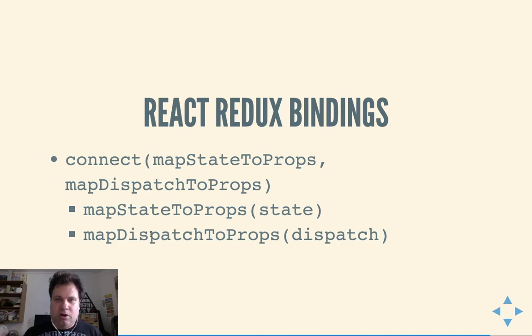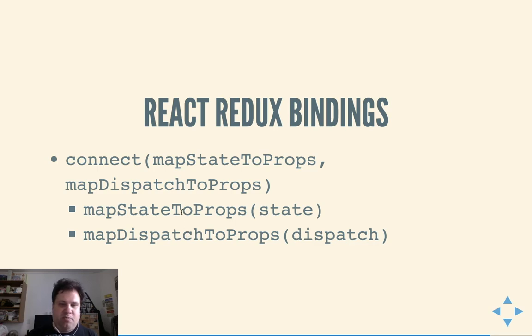So how does this work? You actually make this connection. You actually generate a container component by calling the connect function from React Redux. The connect function takes two arguments, which are also functions. They are called mapStateToProps and mapDispatchToProps.